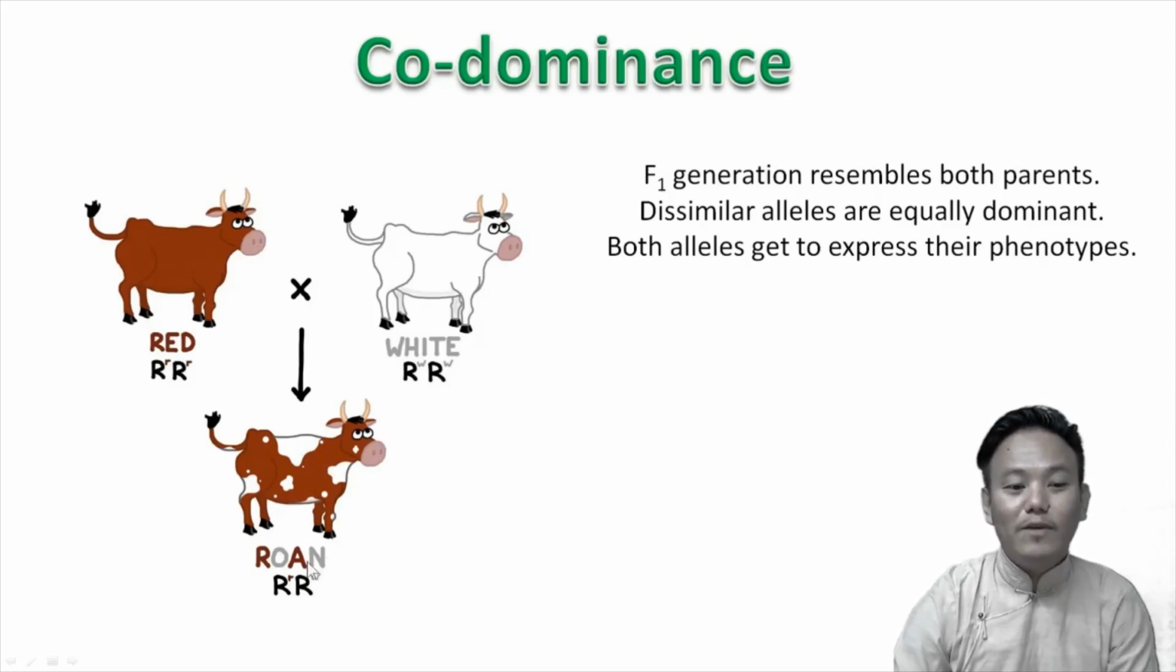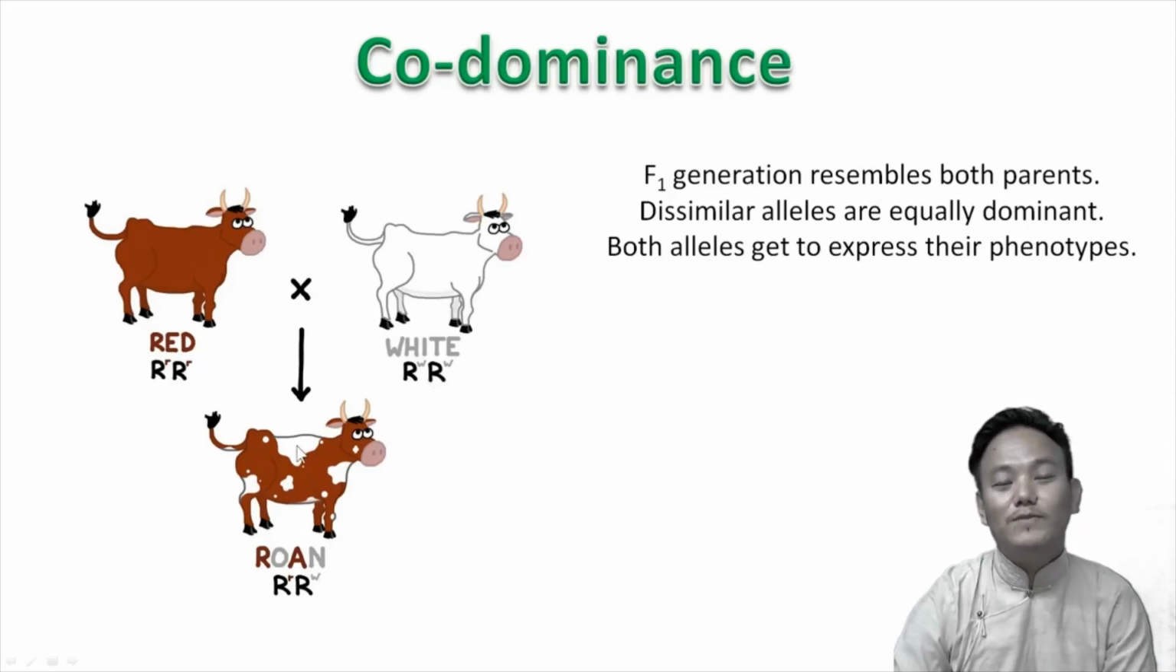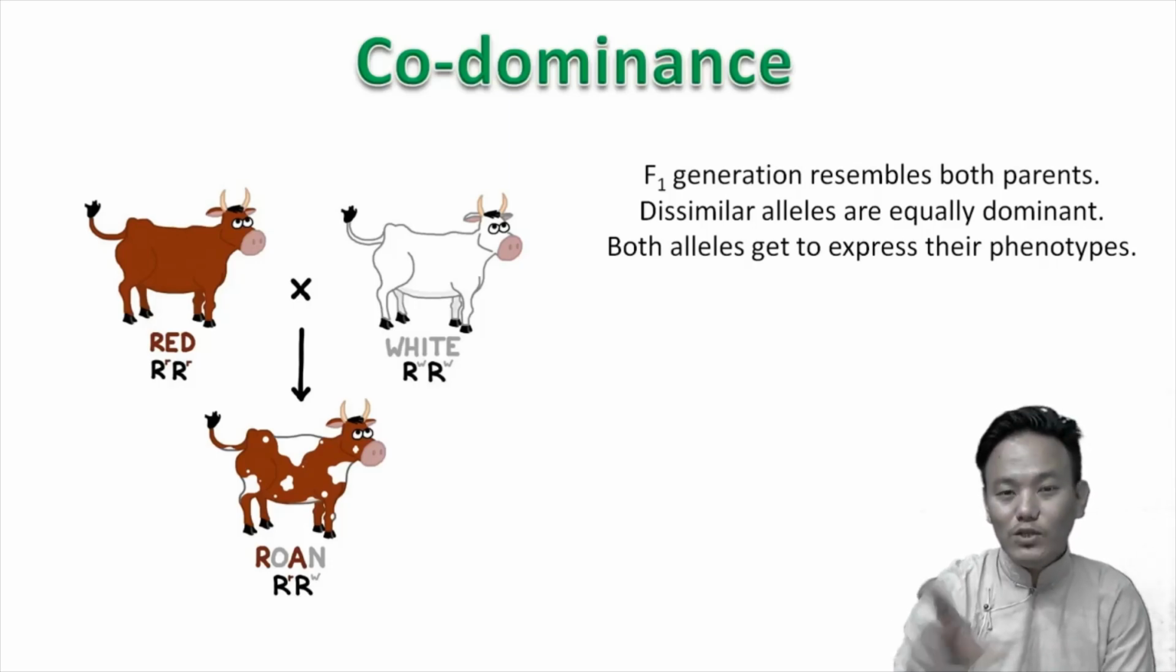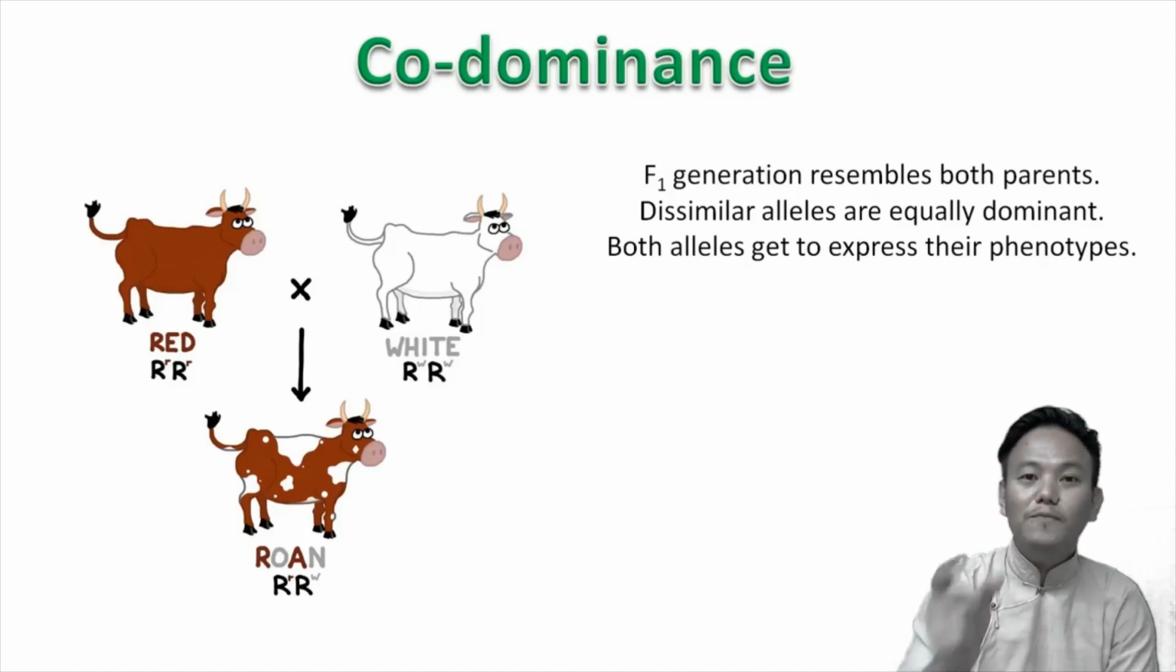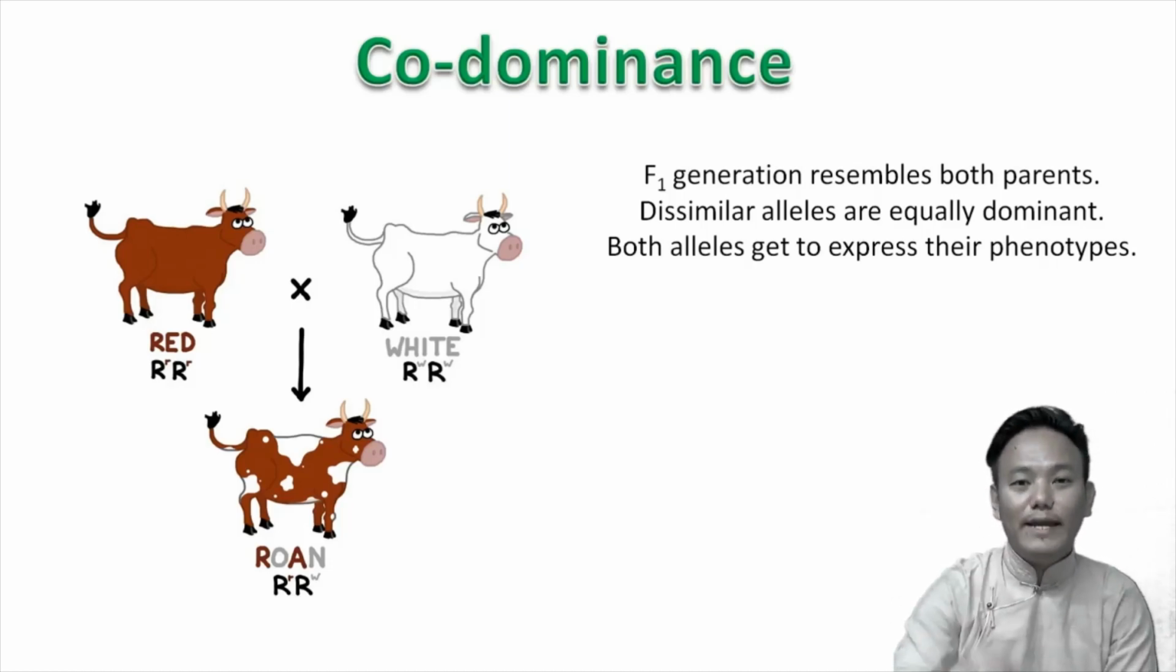And why did it do that? Because it has got two different alleles, one from this parent and one from this parent. And when it has dissimilar alleles, since they are equally dominant, they both get to express their phenotype, which is red coat coloration as well as white coat coloration. So I hope you understood what is codominance. I will explain further what is codominance in terms of human blood grouping. But before we move forward, I want you to understand the difference between incomplete dominance and codominance.